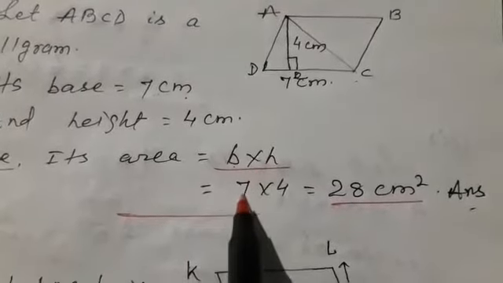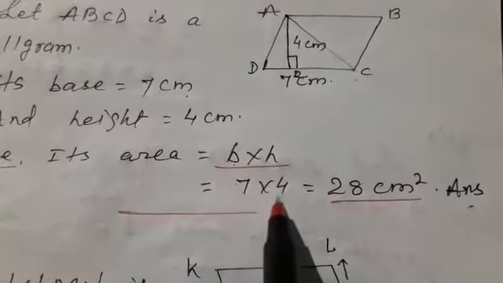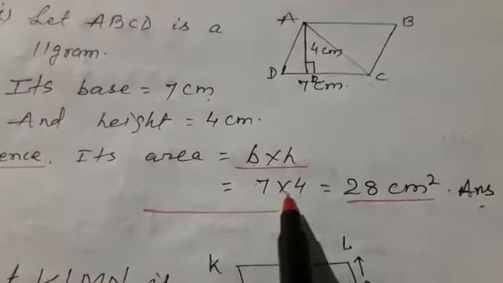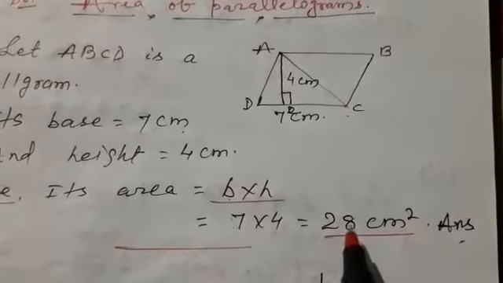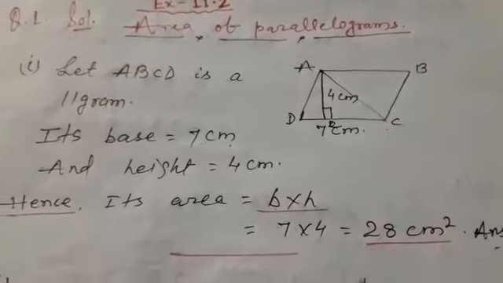So we multiply, base is 7 and height is 4. So product of 7 and 4 is equal to 28 centimeter square. It is the area of given parallelogram.